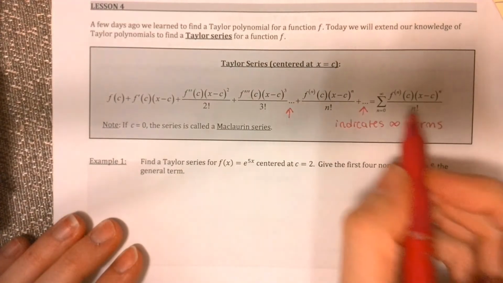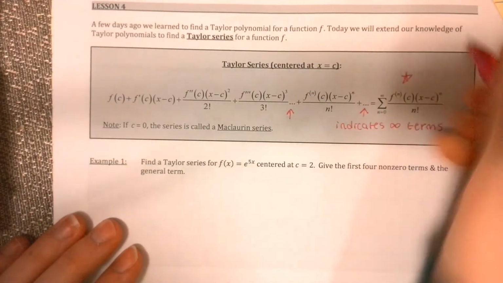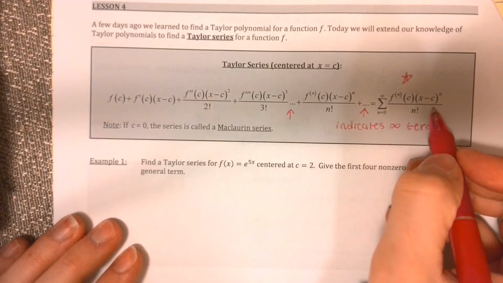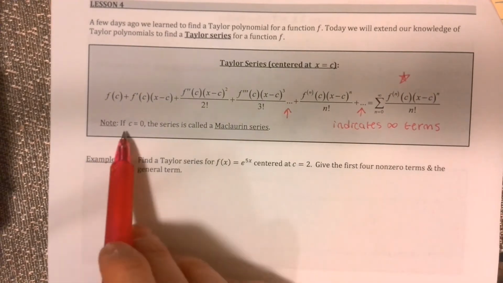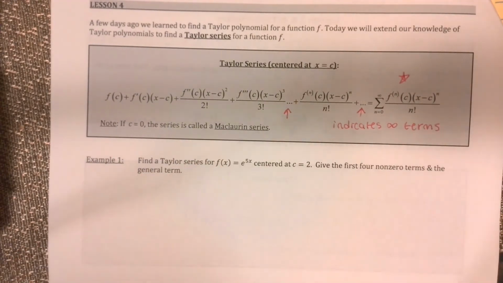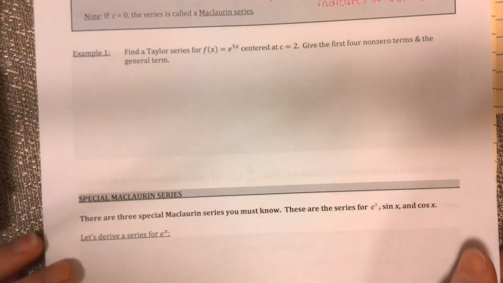And we have what we call the general formula here. All right, so how do we figure out the general formula? Oh, and one more note, if the center is 0, we still call it a Maclaurin series. That's not different.